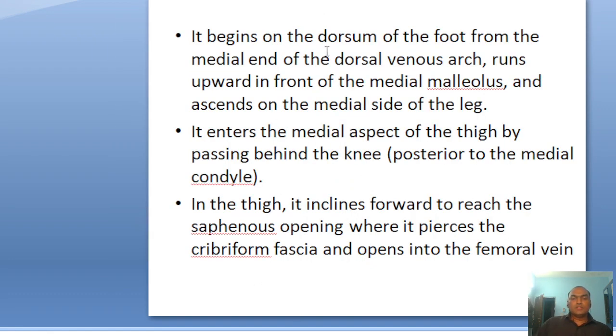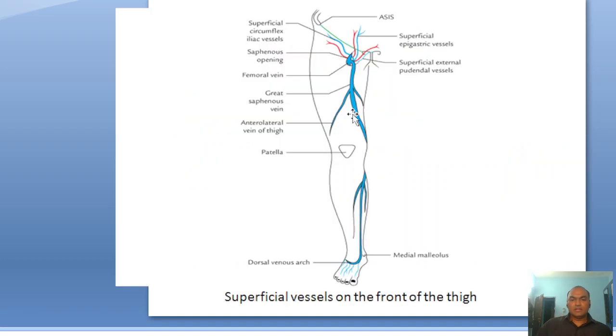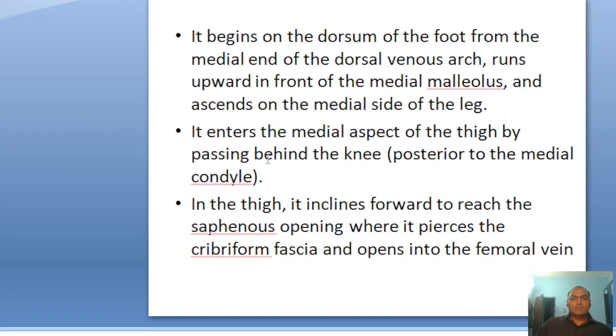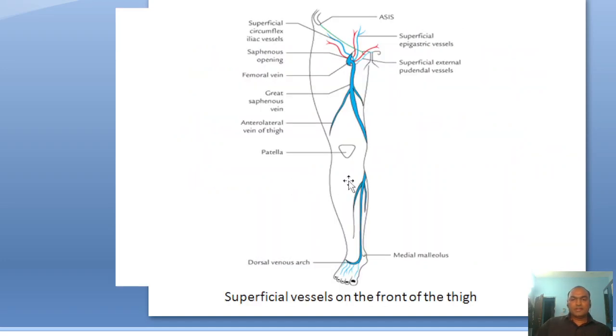It begins on the dorsum of the foot from the medial end of the dorsal venous arch, runs upward in front of the medial malleolus and ascends on the medial side of the leg. So this is the dorsal venous arch. It enters the medial aspect of the thigh by passing behind the knee, ascending and passing behind the knee joint.